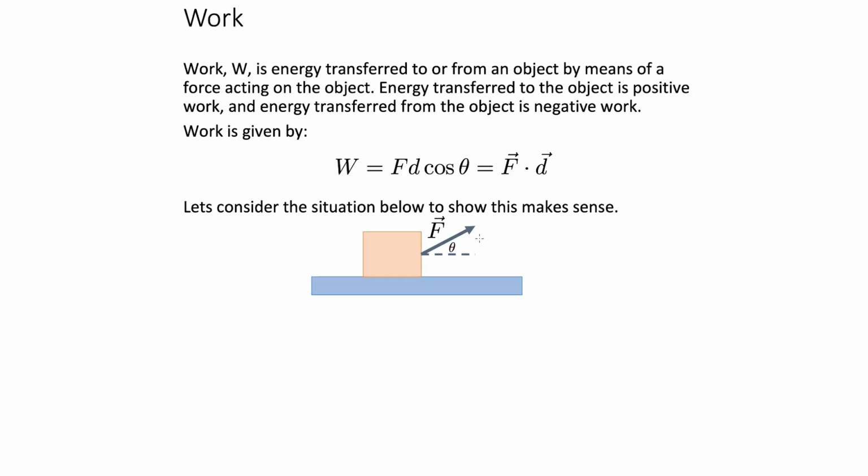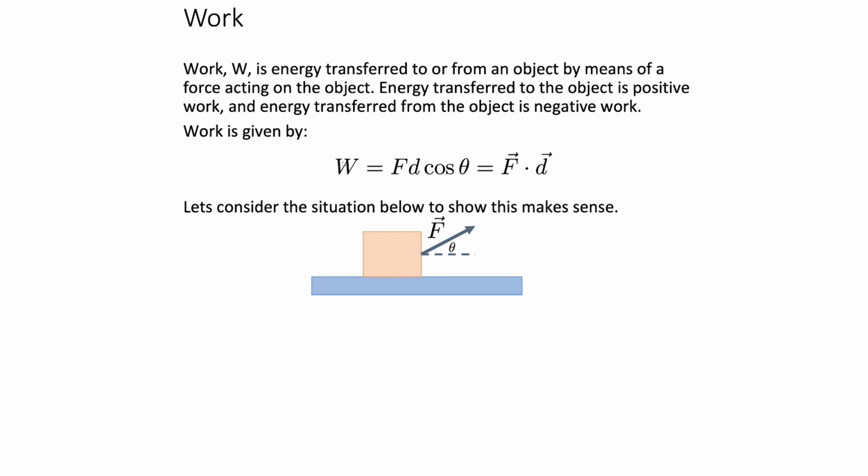So now we know about dot products, we can really look at work. So work is energy transferred to or from an object by means of a force acting on the object. Energy transferred to the object is positive work, and energy transferred from the object is negative work. So that means if the object's gaining energy, we say that positive work is done on it. If the object is losing energy, then we say the object is doing work, or negative work is being done on it. So work is given by this equation here.